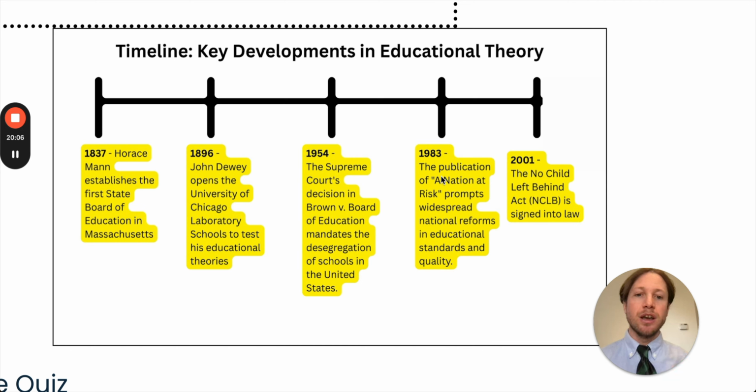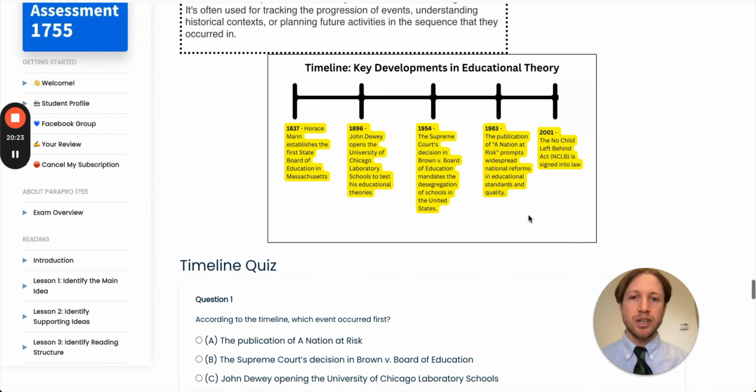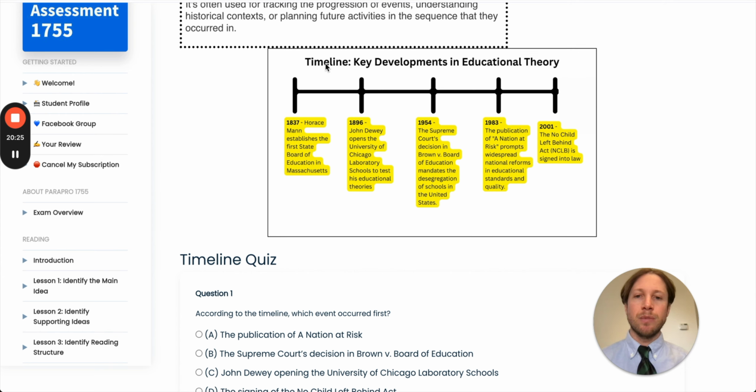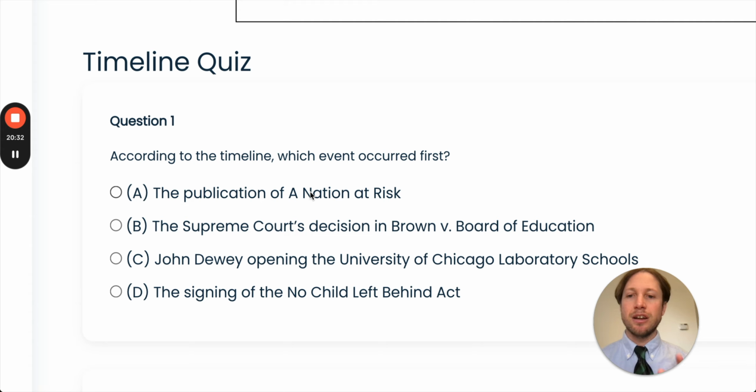1983, the publication A Nation at Risk prompts widespread national reforms in education. And then in 2001, the No Child Left Behind Act is signed into law. So it looks like this is all about education. Yep, I see the timeline title reads key developments in educational theory. Okay, now let's go ahead and complete the quiz.